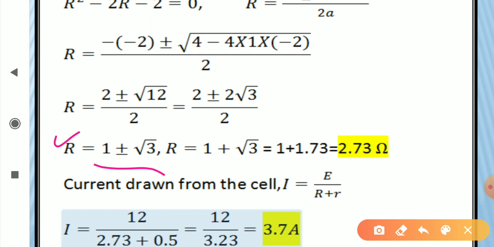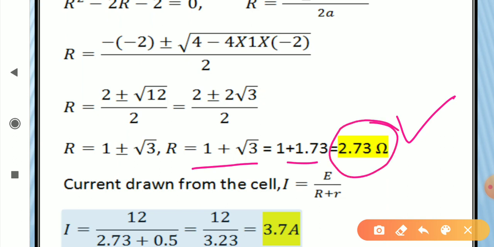Now we will consider only plus, because the value of root 3 is 1.73. If we take the negative, the resistance will become negative, which is not possible. So we will consider only the positive option. So 1 plus root 3, that is 1 plus 1.73 or 2.73. So the resultant or equivalent resistance of the infinite network is 2.73 ohm.